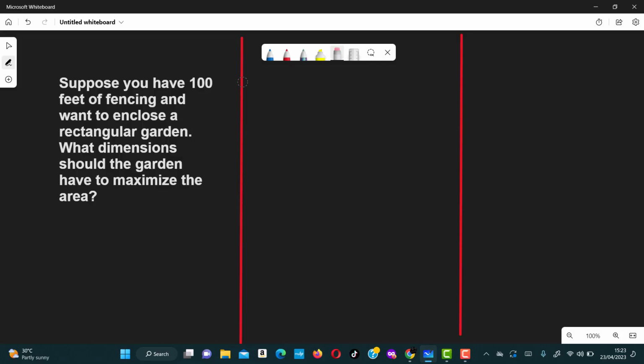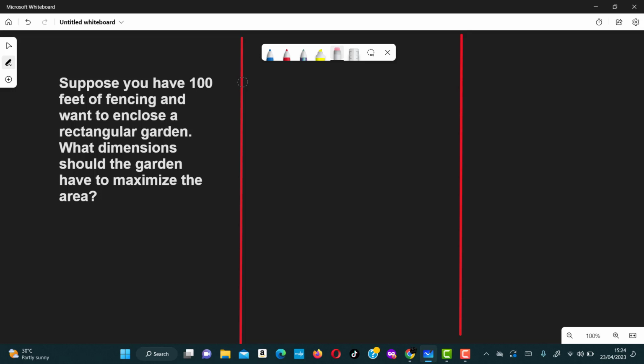In this video, we are going to tackle an optimization problem using calculus. In calculus, optimization refers to the process of finding the maximum or minimum value of a function subject to certain constraints. This question: suppose that we have 100 feet of fencing and want to enclose a rectangular garden. What dimensions should the garden have to maximize the area?